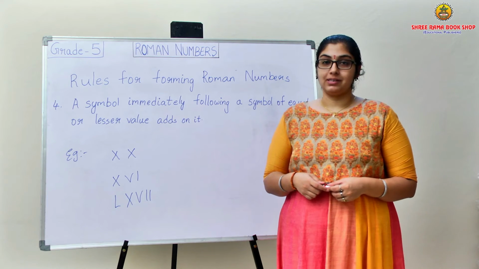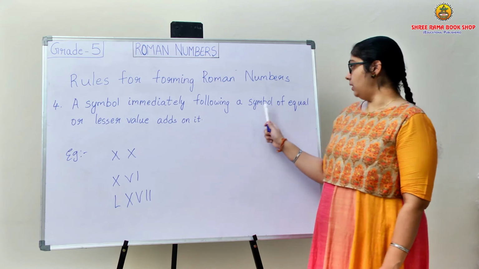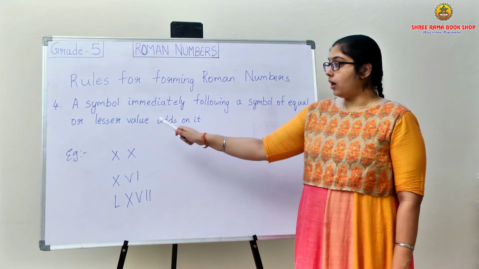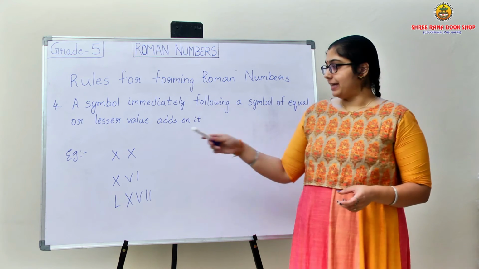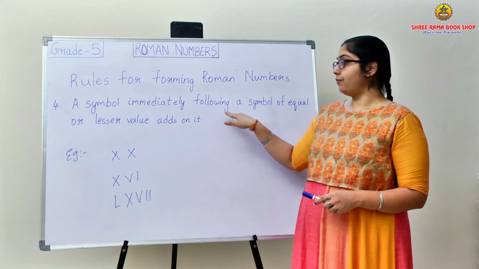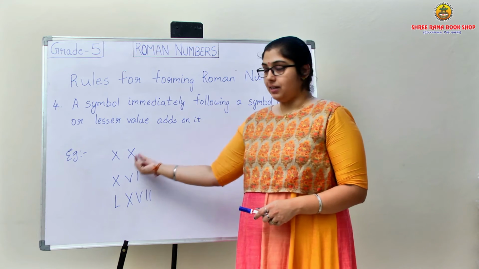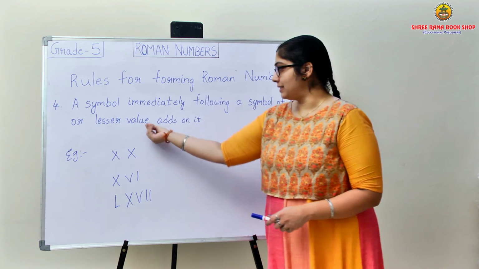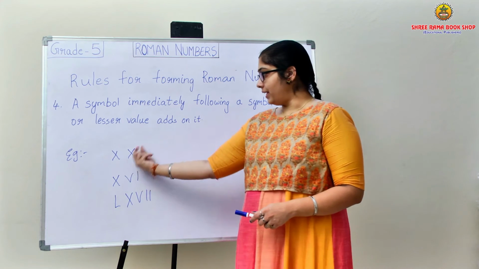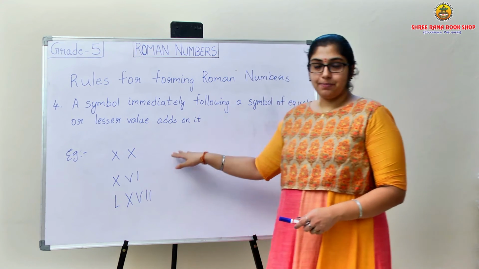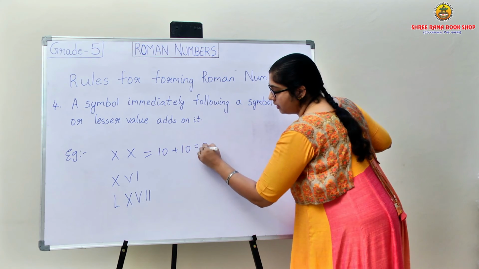So what does rule number 4 say? Rule number 4 says that a symbol immediately following a symbol of equal or lesser value adds to it. If I want to explain it in detail, I will take an example. The symbol immediately following a symbol. So here the symbols are X and X. It is saying that the symbol of equal or lesser value adds to it. The symbols are following immediately and it is equal value, so I need to add it. So XX represents nothing but 10 plus 10, which is 20.